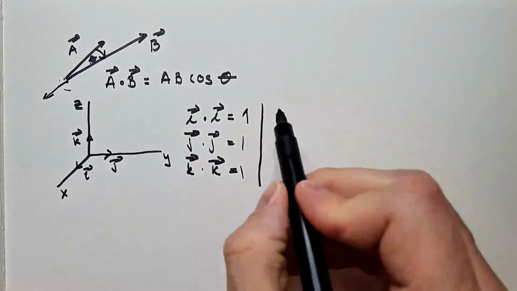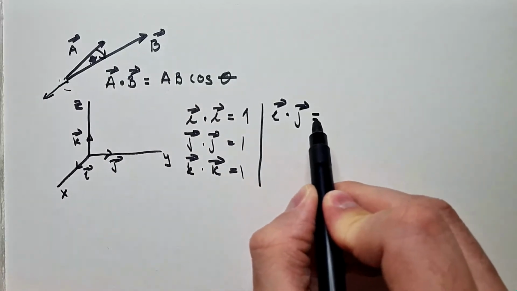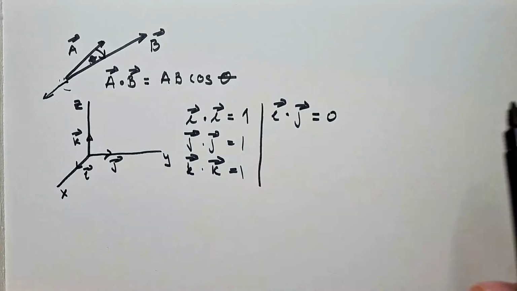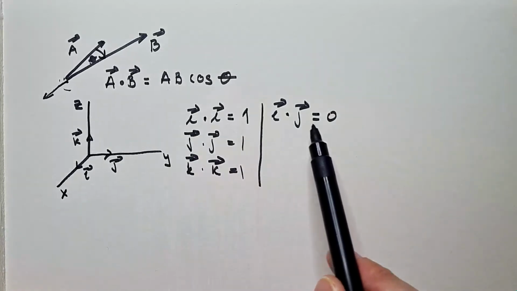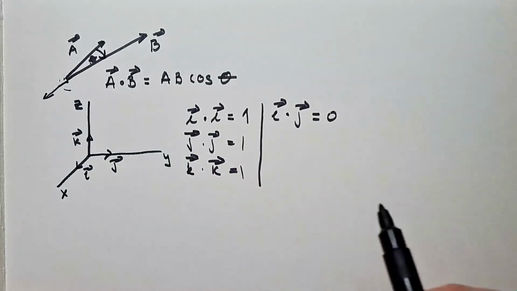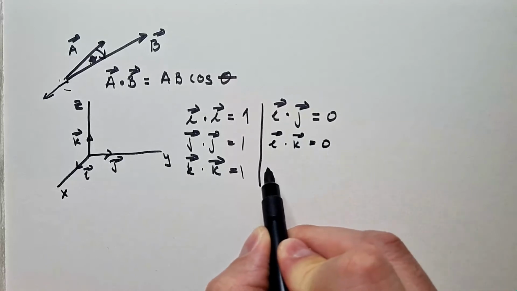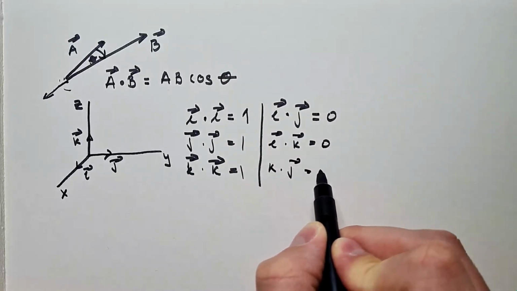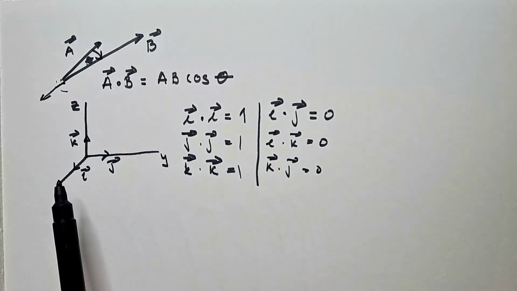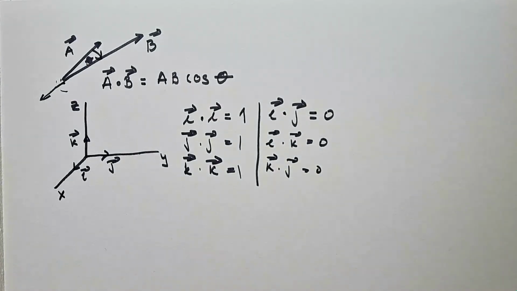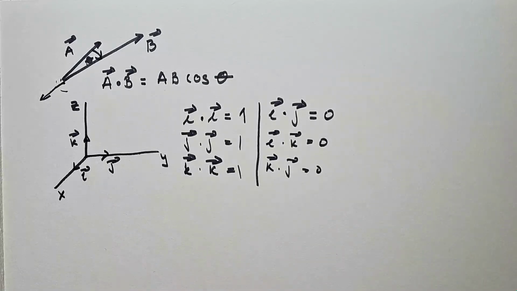Notice that i dot j, however, is 0 for the same argument, because the cosine of 90 degrees is 0, and therefore this is 0. Also, i dot k is 0, k dot j is 0. In other words, dot product between different unit vectors is 0, and that also means, in a mathematical technical way, that these vectors are independent.